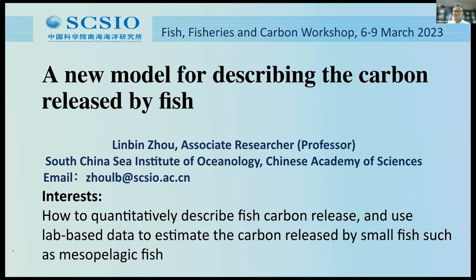I'm Linbin Zhou, now working as an associate researcher at the South China Sea Institute of Oceanology, Chinese Academy of Sciences. I want to thank Dr. Grace, Saba, and all organizers for organizing the wonderful workshop and giving me the chance to have a lightning talk. I'm interested in how to quantitatively describe fish carbon release and use lab-based data to estimate carbon release by small fish, such as mesopelagic fish. I will talk about a new model for describing the carbon released by fish. Next, please.